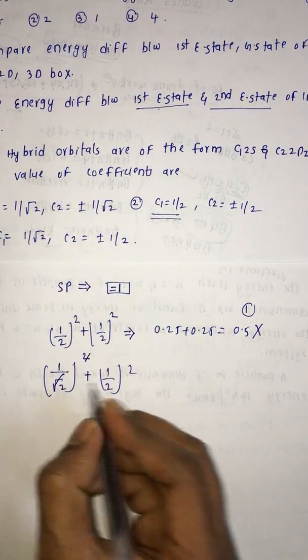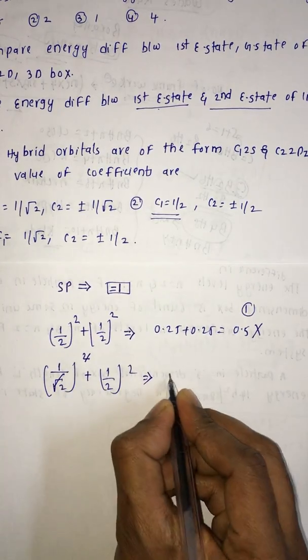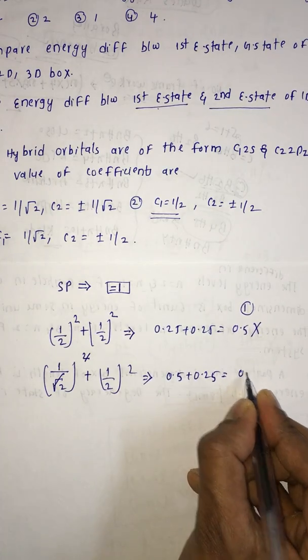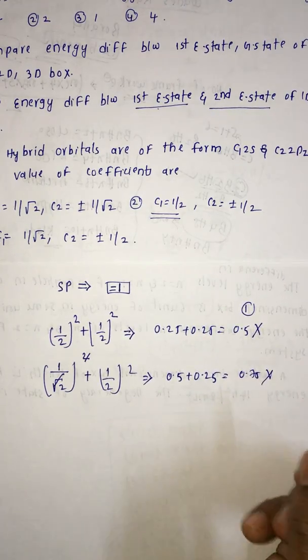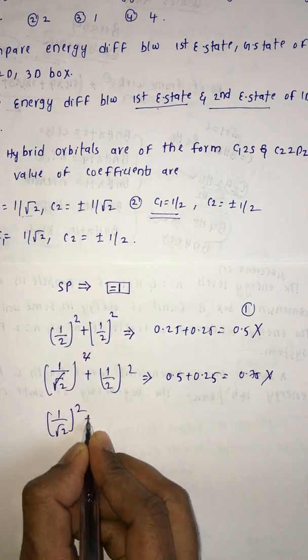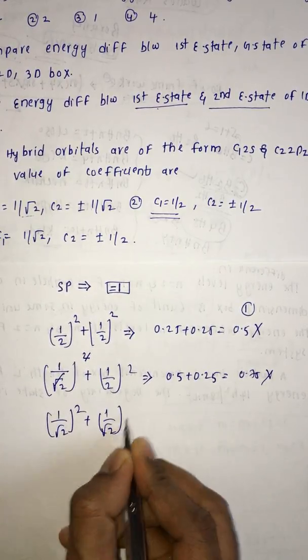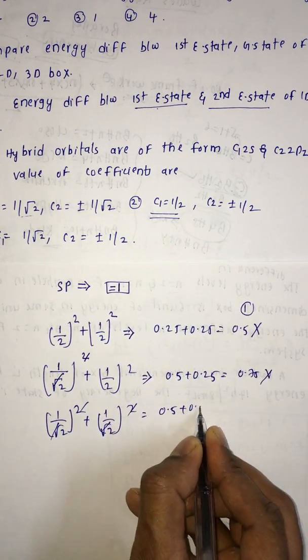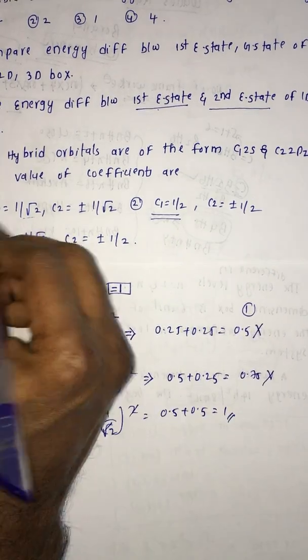So this gets cancelled, and this comes out to be 0.5 plus 0.25, which comes out to 0.75. This is also not the correct answer. And I will take this one, 1 by root 2 square plus 1 by root 2 square, the root gets cancelled, this will be 0.5 plus 0.5, which equals 1. So this is the correct answer.